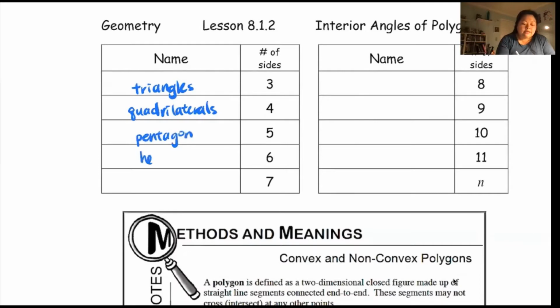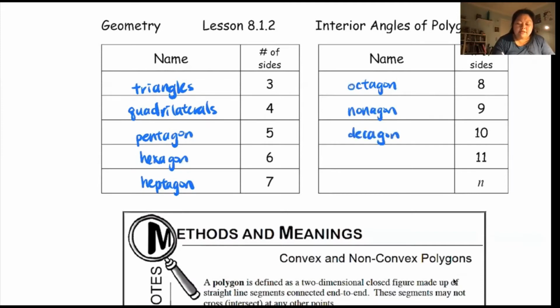Six sides are hexagon. Seven's heptagon. Eight is octopus, so octagon. 9 is nonagon. 10 is a decade, so decagon. 11 is an interesting one. It's called hendecagon. And really, after 10, we usually don't give it a name anymore.